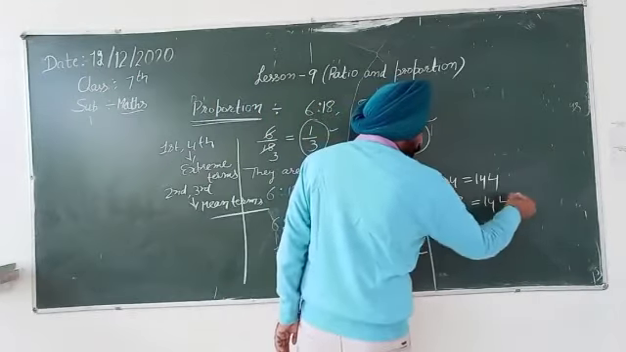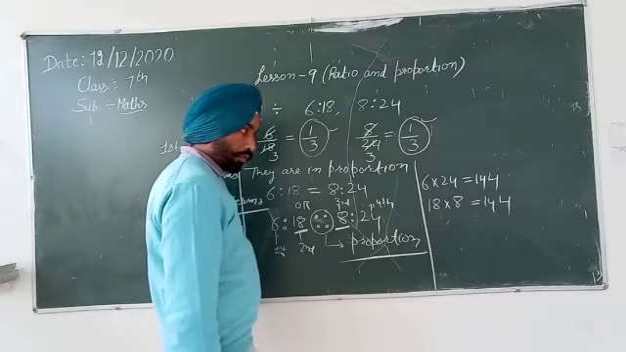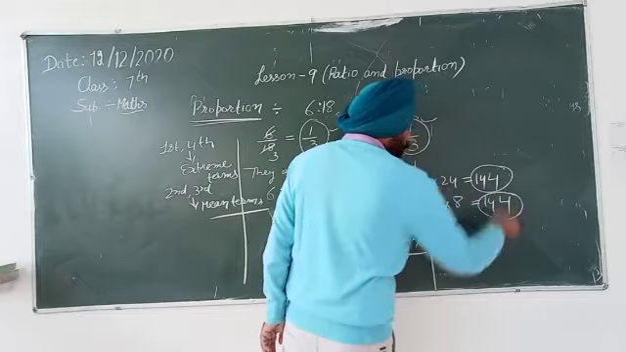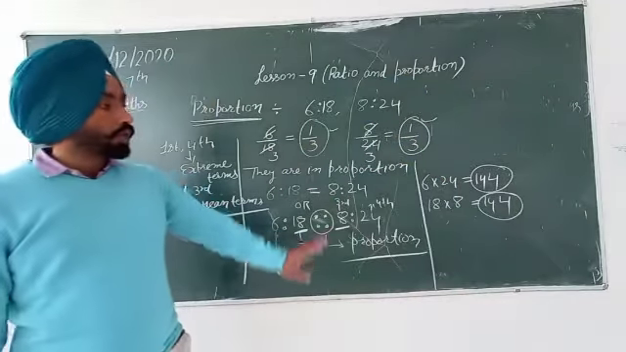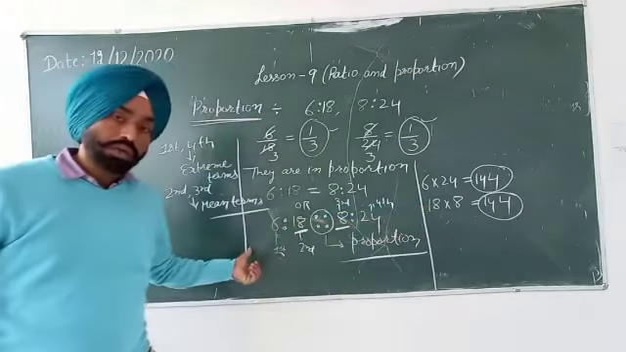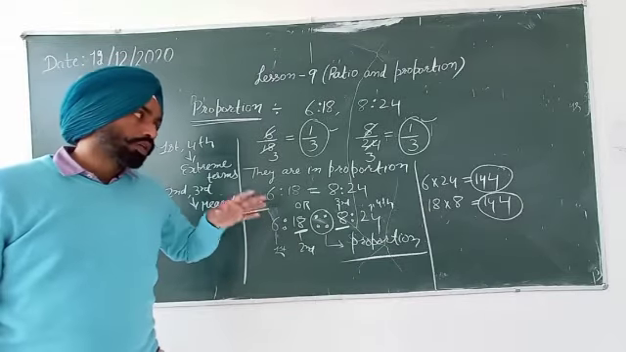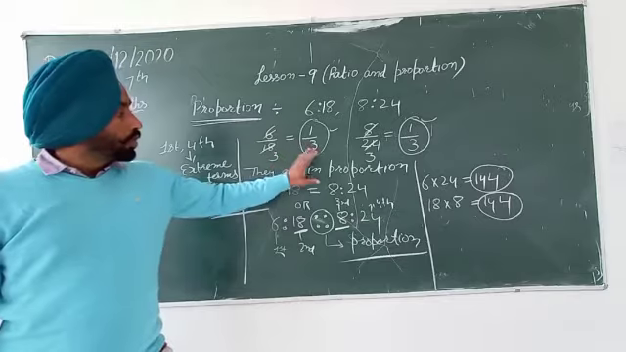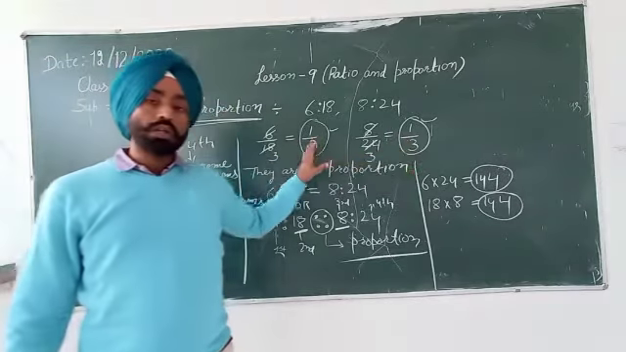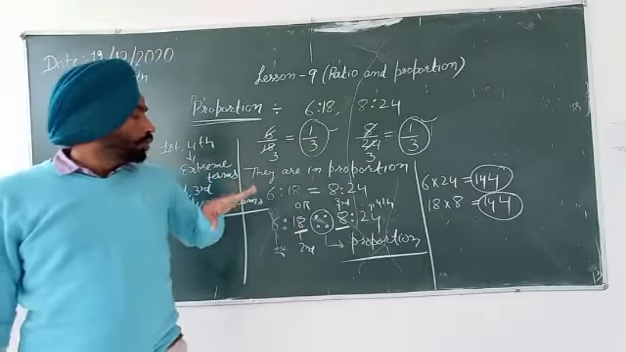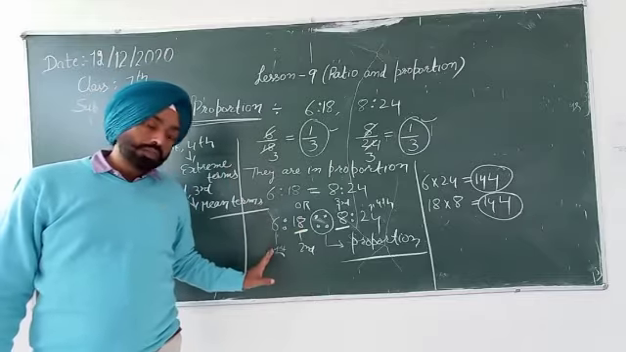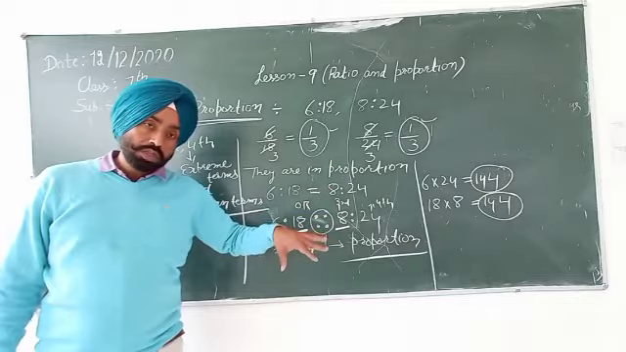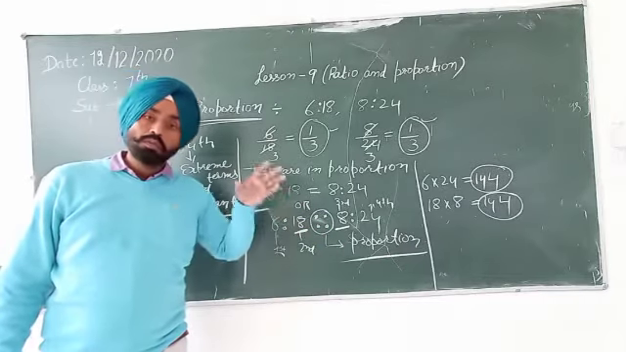It is also equal to 144. So the product of the means equals the product of the extremes. In that way you can check whether the given numbers are in proportion. The first method is to check their ratio. If the ratio is equal, then they are proportional. The second method is to check the product of the extreme terms and the product of the mean terms. If their products are equal, then the numbers are in proportion.